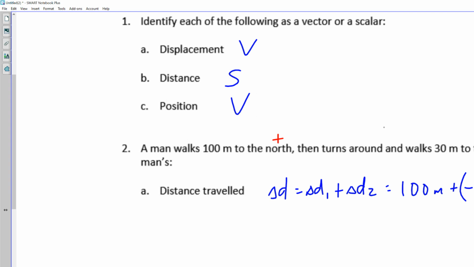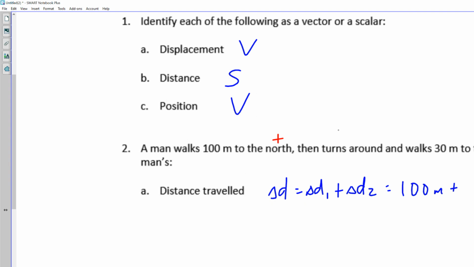Now, there's a positive there as well. What does the positive mean for us in this answer, in question 2A? What does that positive mean? Nothing. Positive means nothing in a scalar. Negative means, well, we won't get a negative with a scalar. It's always going to be positive, so it doesn't have any meaning. Positive for a vector means, in this case, north. Negative would mean south, but not for a scalar.